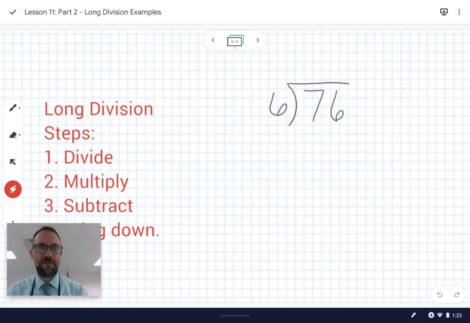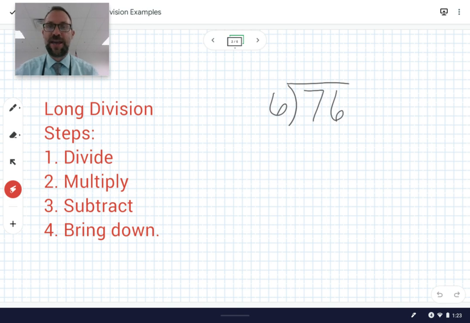Here we have our first problem, 76 divided by 6. And we have all our long division steps. Step 1, we're going to divide, and then we're going to multiply in step 2, and we'll subtract next. And then finally, we'll bring down the next number before we go back to the top and start all over again.